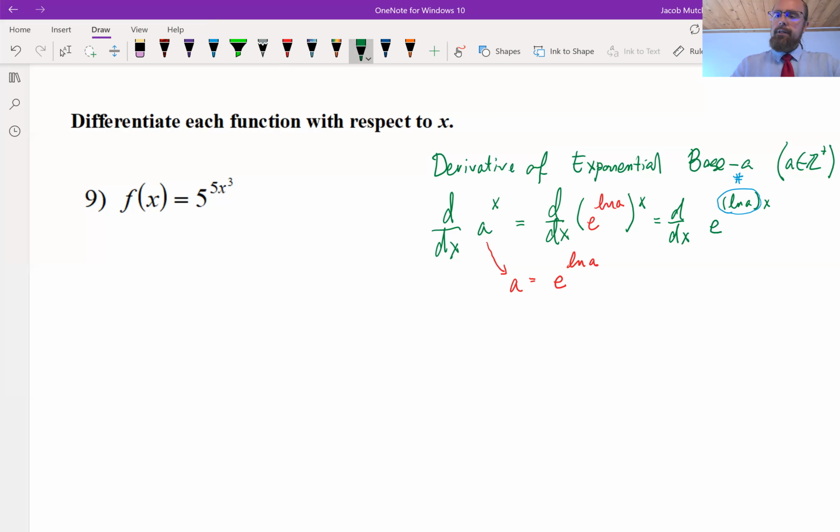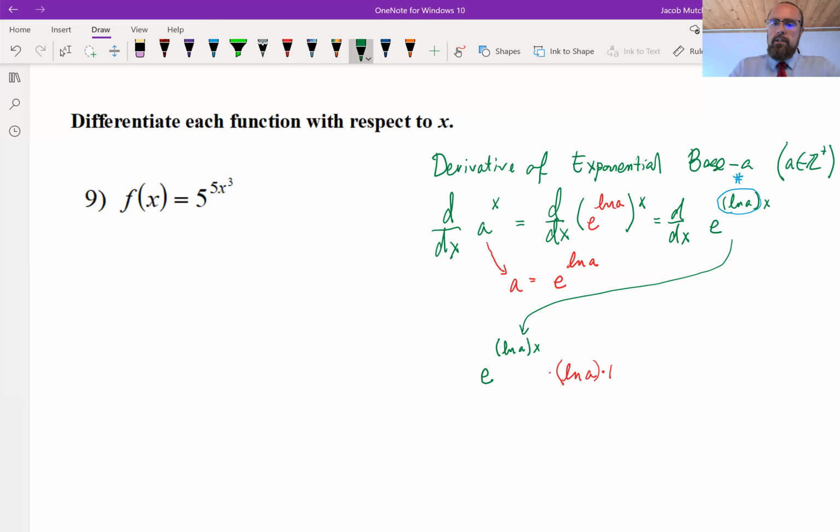Now that helps with our differentiation. So I'm going to bring this down so we can continue writing. I actually have to apply the chain rule here. So I'm going to take the derivative of e to the power of ln a times x, which is going to be e to the power of just that, ln a times x. And then I need to take the derivative of ln a times x, which is going to be ln a. I'm treating that like a coefficient. And then the derivative of x itself is going to just be 1.